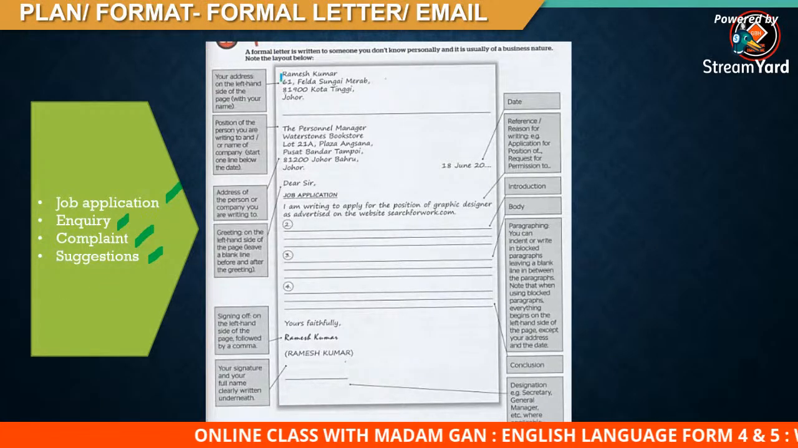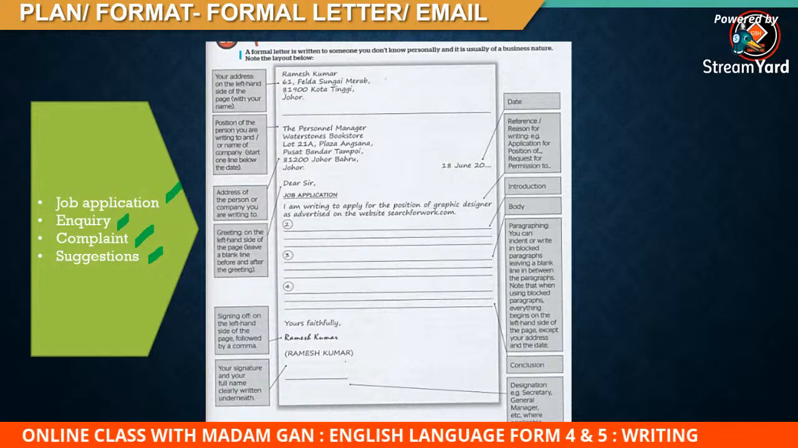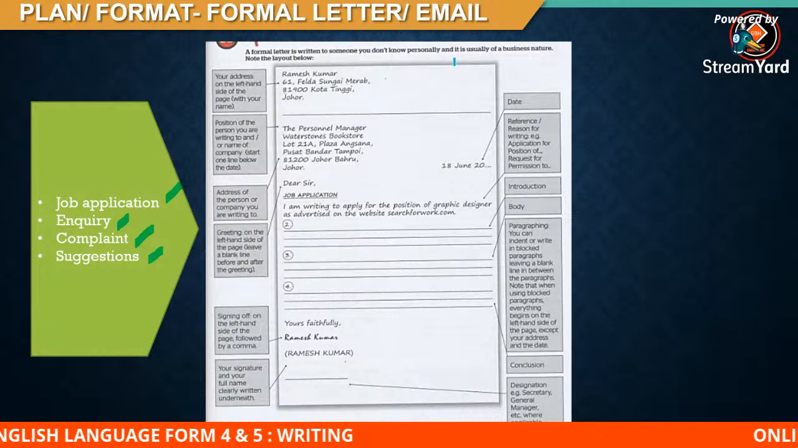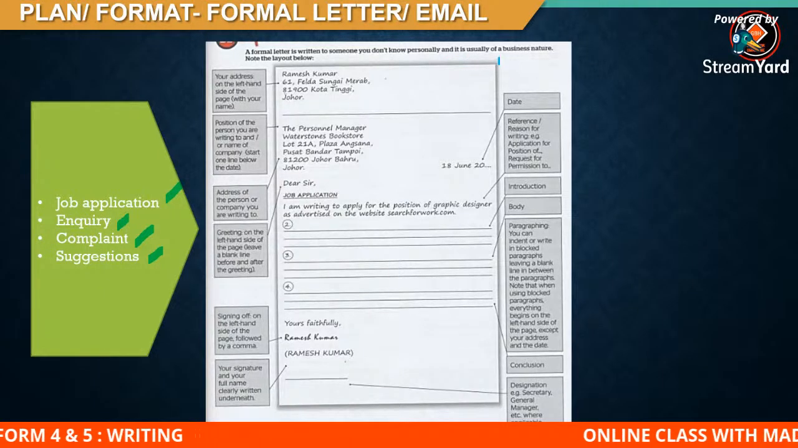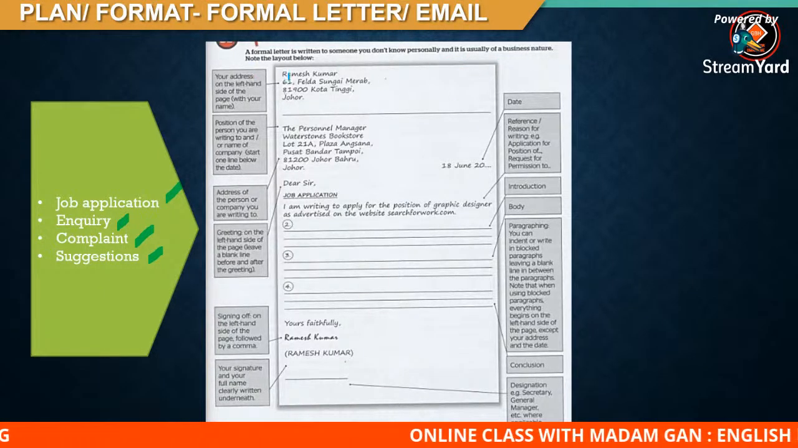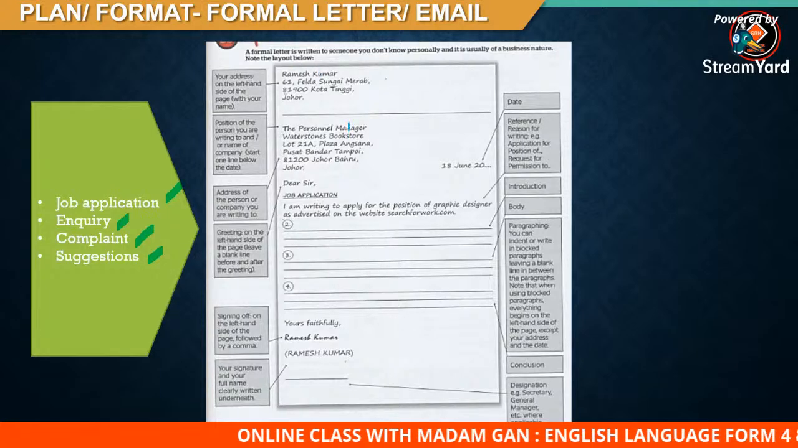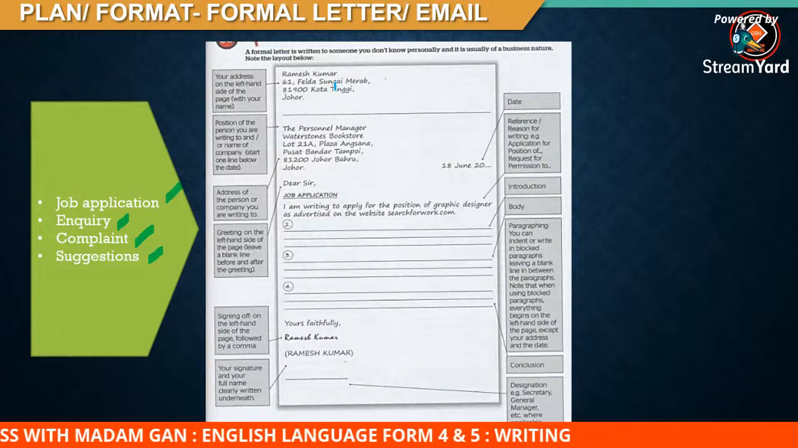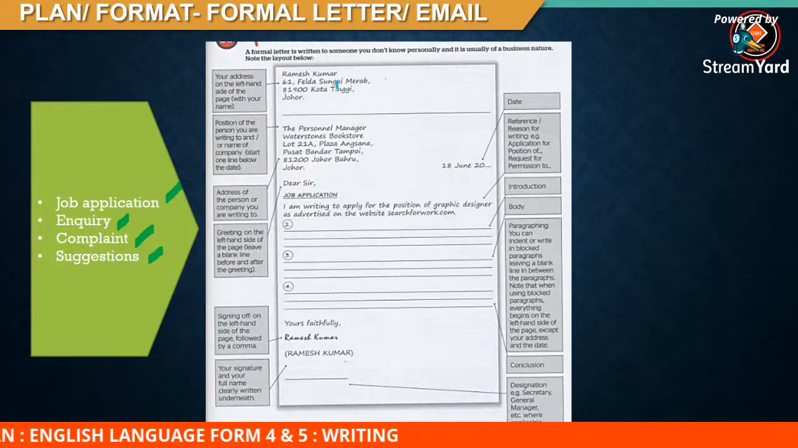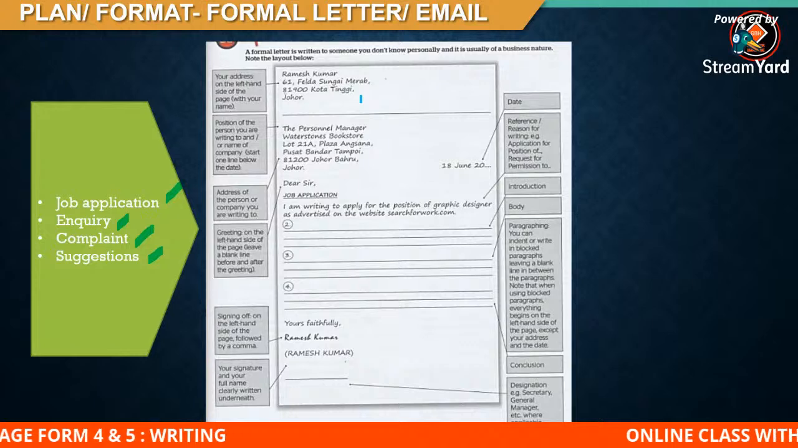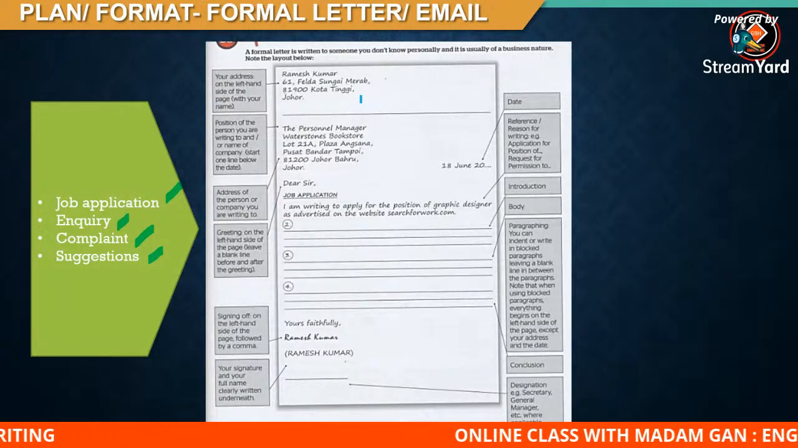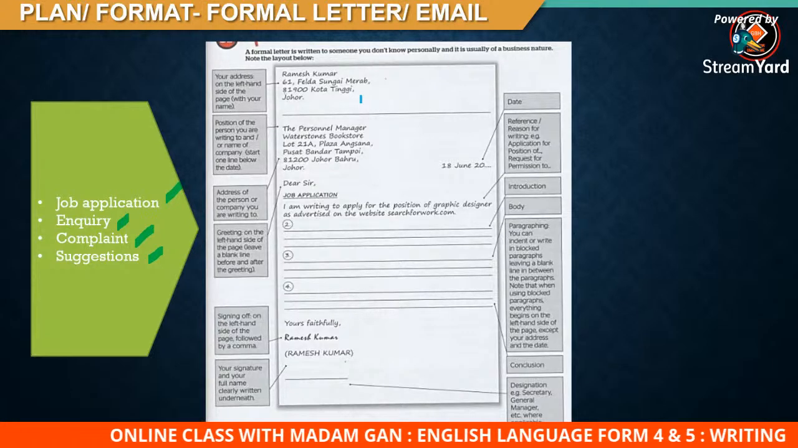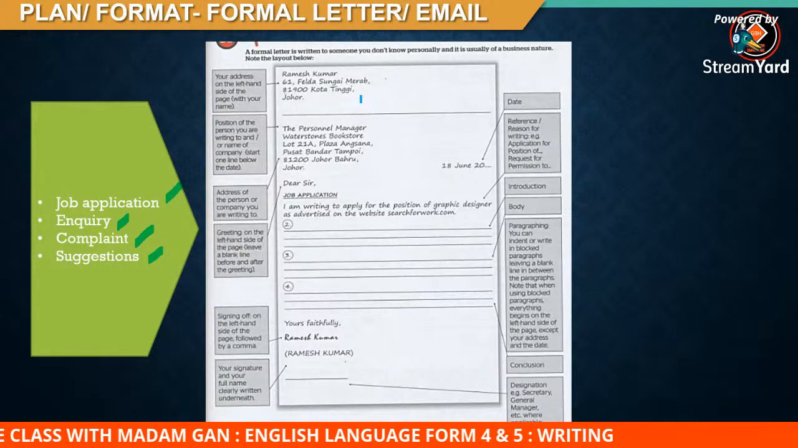Okay, so let's look at this, which is from your Form 4 textbook. A formal letter is written to someone you don't know personally, and it is usually of a business nature. Okay, note the layout below. So remember the layout. This page can be found in your Form 4 textbook, which is called Full Blast. Okay, any questions so far about the format? Anybody? Okay, let's continue.